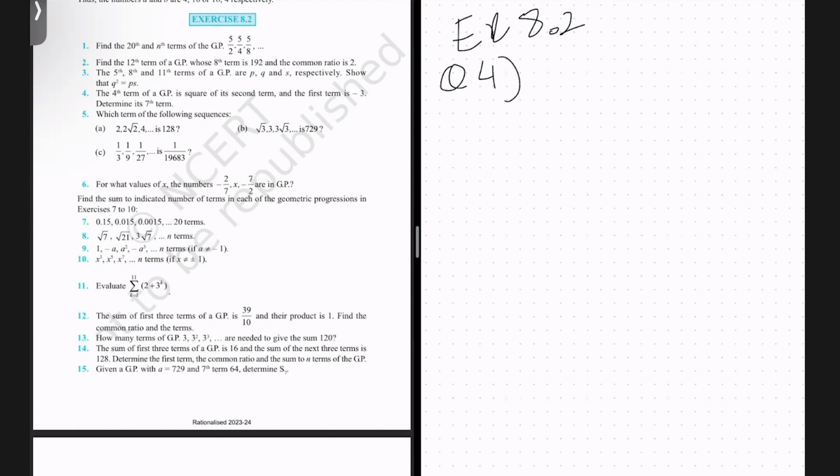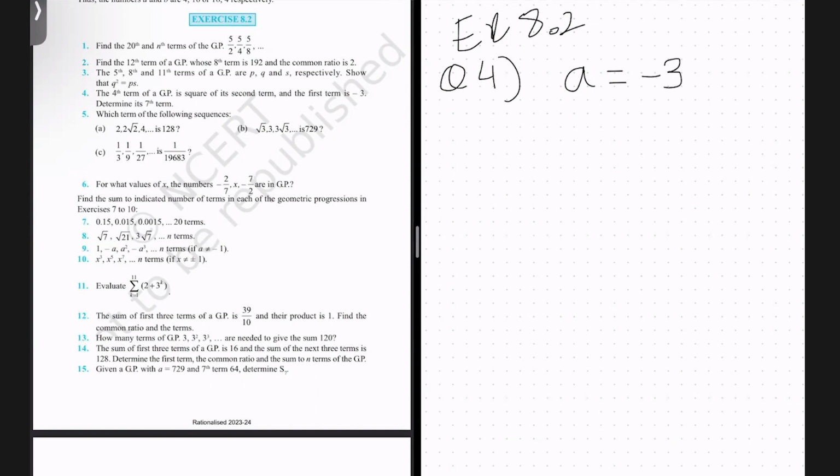Now, let us take a look at the fourth question. The fourth term of a GP is square of its second term, and the first term is -3. Determine its seventh term. Now, before we actually attempt to solve this question, let us jot down everything that has been given to us, right? So the first term, let us denote that by A, as we do very often in GP. So A, which is going to be the first term, has been given to us as -3.